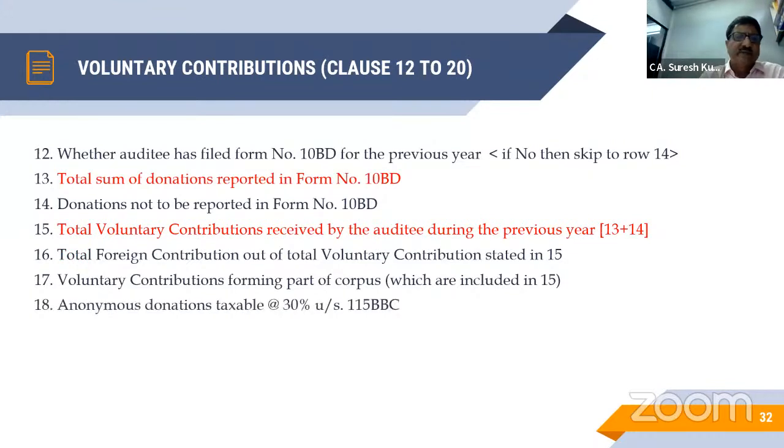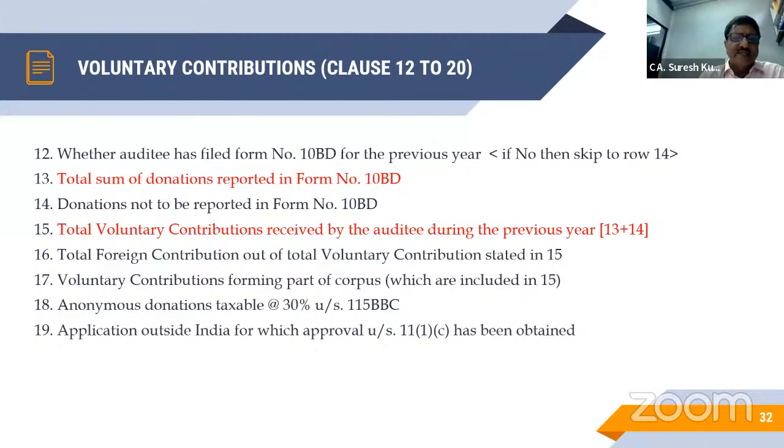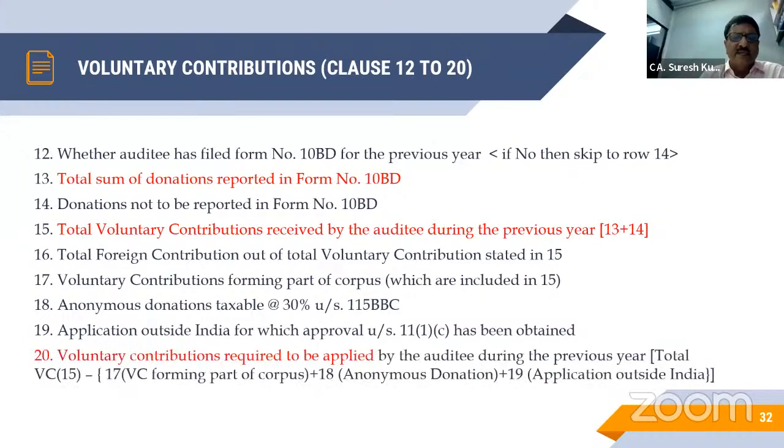It includes everything. Again, they are saying anonymous donation. That means clause 15 shall include anonymous donation, corpus donation, voluntary contribution from foreign sources, everything. And then they are saying even income applied outside India, for which the approval has been received. Again, they want a separate classification of that voluntary contribution. And they are saying now voluntary contribution required to be applied.